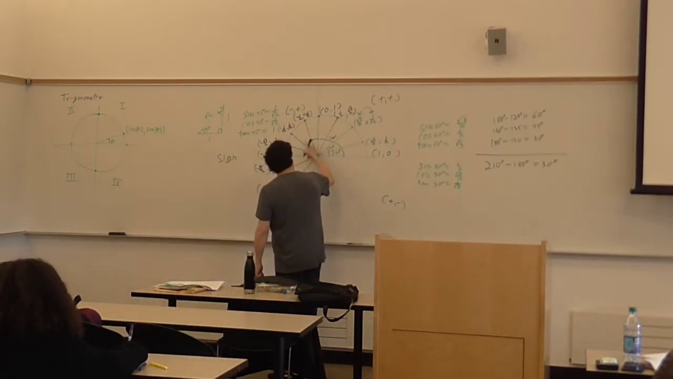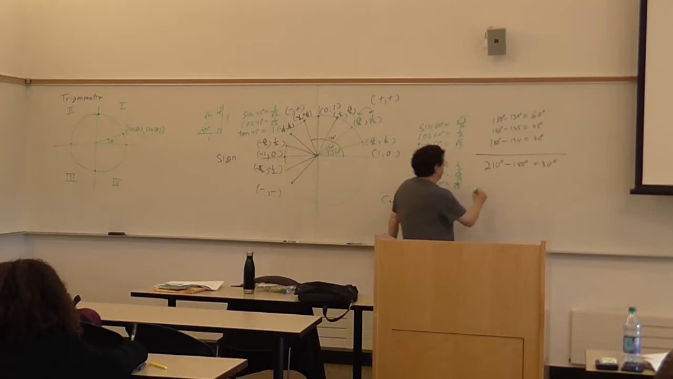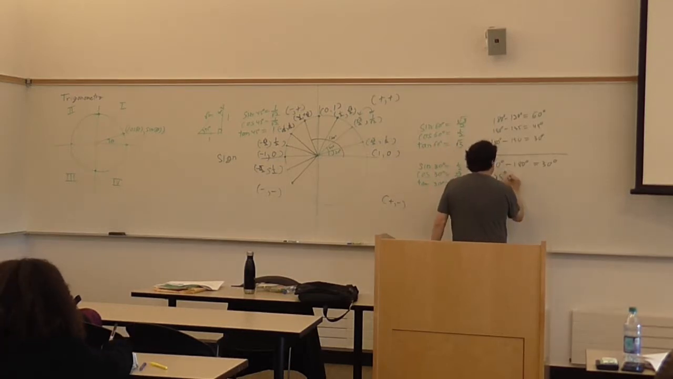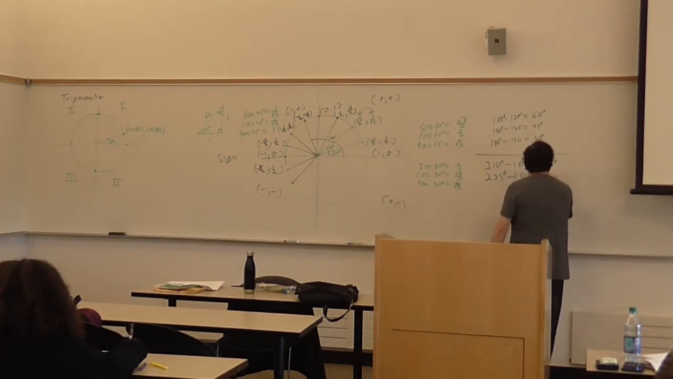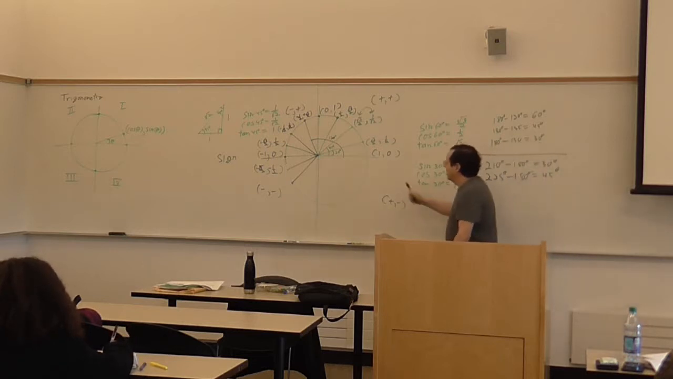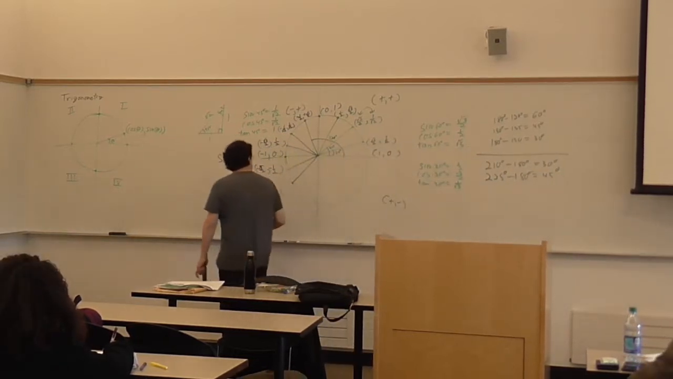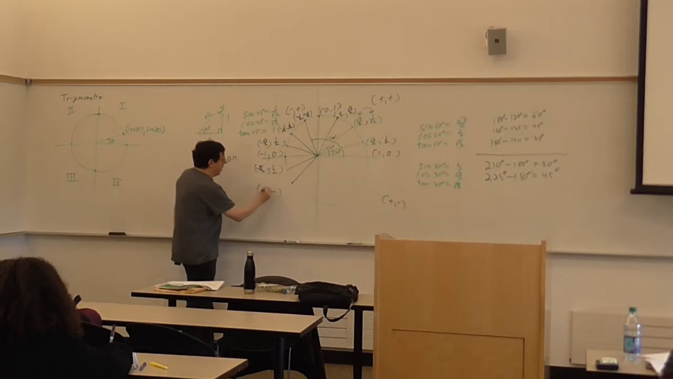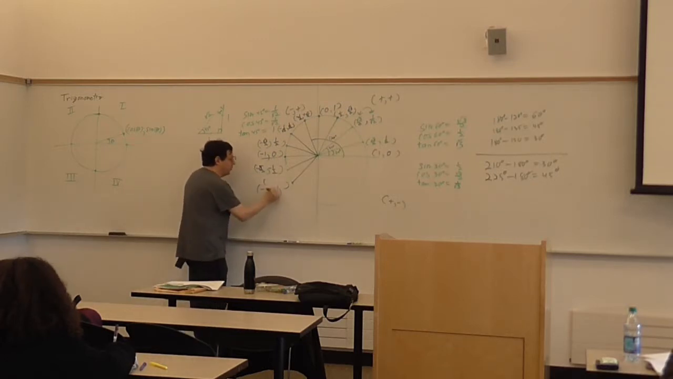Okay, so now we have 180 plus 45, that's 225, minus 180 is 45. Okay, so now our reference angle is 45. What's the sine? You could do both. What's the sine and cosine here?